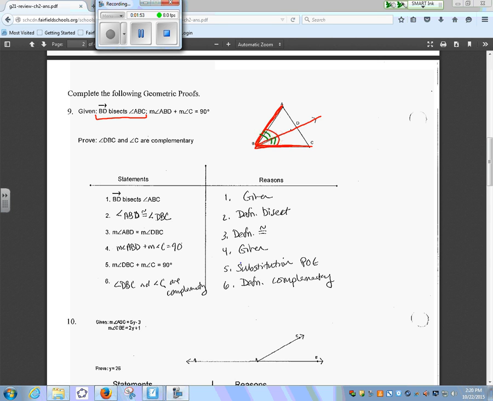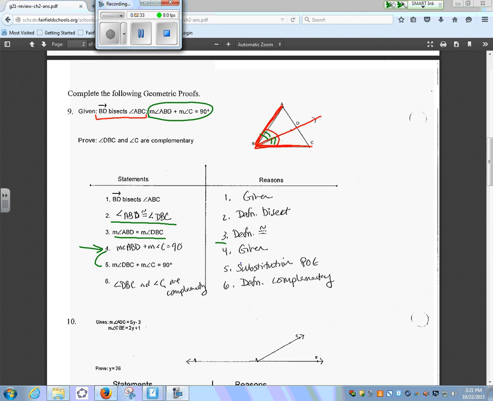So that's the first thing we're going to say, is angle ABD is congruent to angle DBC by definition of bisector. Then we could say their measures are equal by definition of congruent. Remember, anytime a statement goes from congruence to equals or equals to congruence, then it's definition of congruent. A lot of people got stuck here not knowing what to do next, but they never used the other given. So that's where you insert your other given. The other given is the measure of angle ABD plus the measure of angle C equals 90. That's just a given statement.